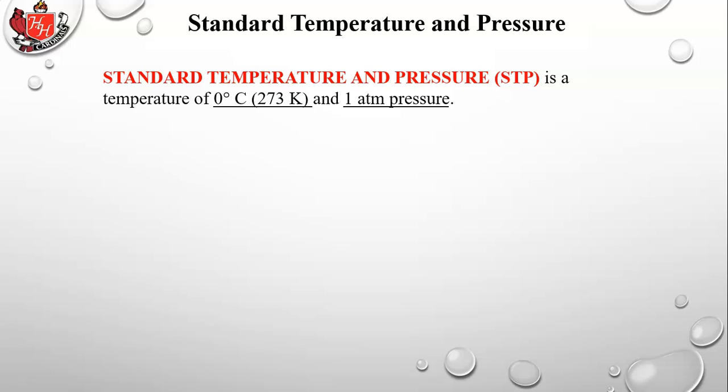Standard temperature and pressure is a temperature of 0 degrees centigrade, which is 273 degrees Kelvin, and 1 atmosphere of pressure. 0 degrees centigrade, 273 Kelvin, is the freezing point of water. And while that might sound cold, to a typical gas molecule like H2 or O2 or N2, that's not cold at all. Those require hundreds of degrees below 0 centigrade in order to start to freeze or become liquids or solids. So 0 degrees centigrade for a gas molecule is not really all that cold.